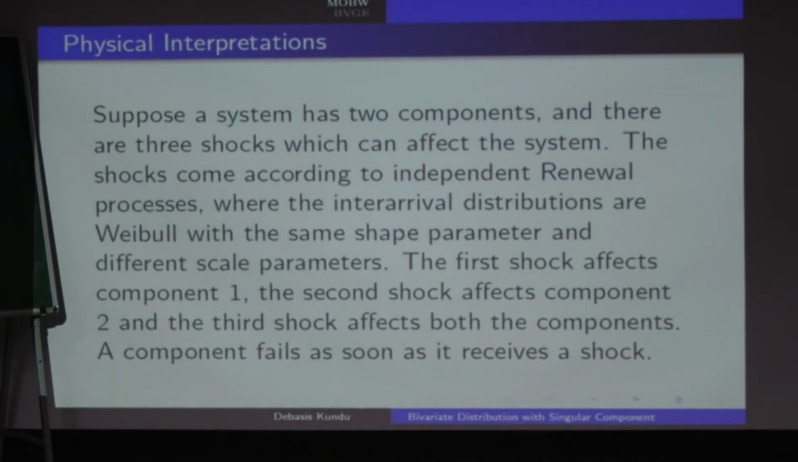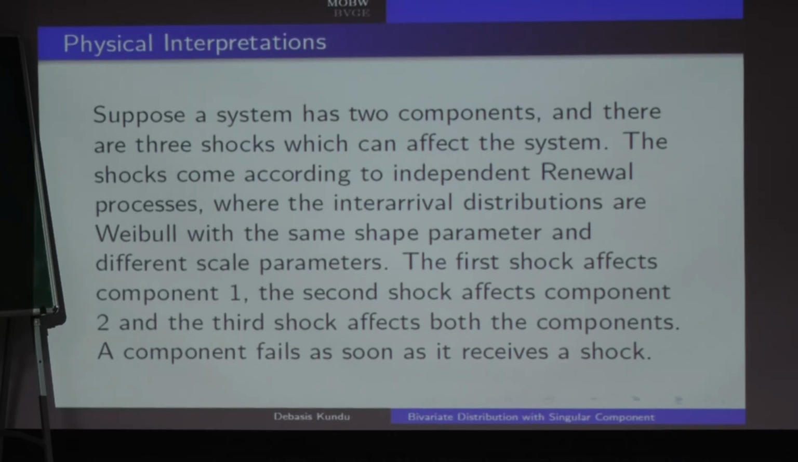Okay, so now what is the interpretation? Suppose the system has two components and there are three shocks which can affect the system. The shocks come according to independent renewal processes where the inter-arrival distributions are Weibull. In the case of the Poisson process, the inter-arrival distributions are exponential. Here the inter-arrival distributions are Weibull with the same shape parameter but different scale parameters. Exactly the same thing: the first shock affects component 1, the second shock affects component 2, and the third shock affects both components, and a component fails as soon as it receives a shock.